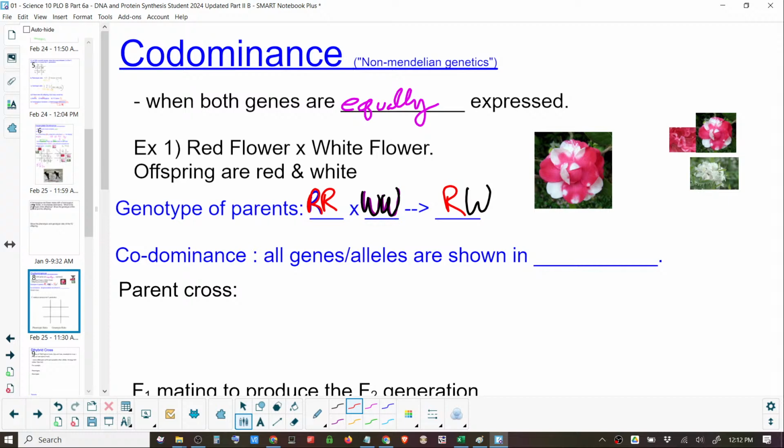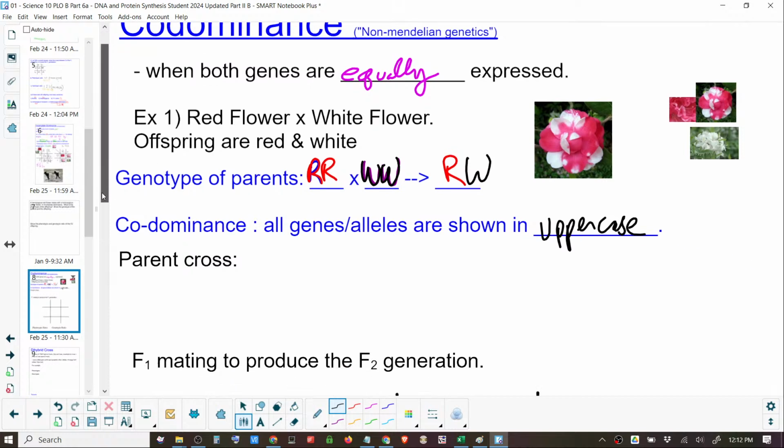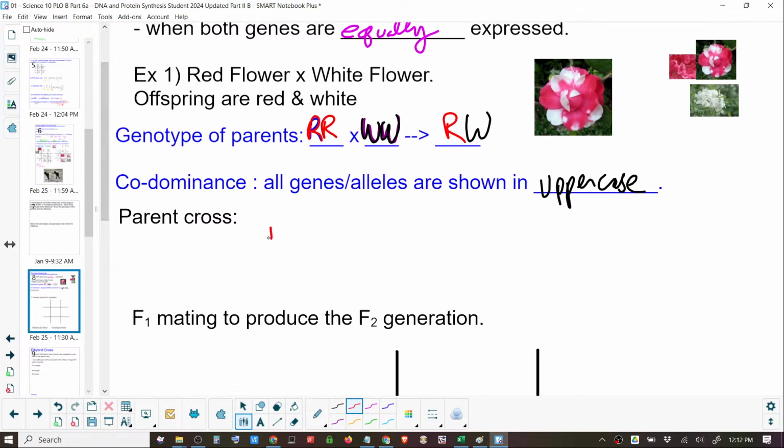Codominance. All genes and alleles are shown in the traits. Where is my... And we use uppercase for both. So our parent cross, red times white goes to red and white.